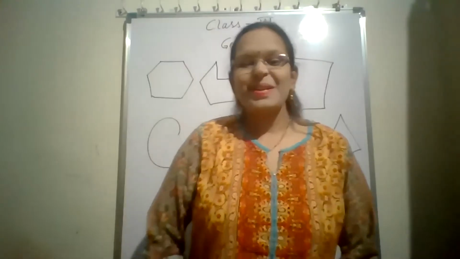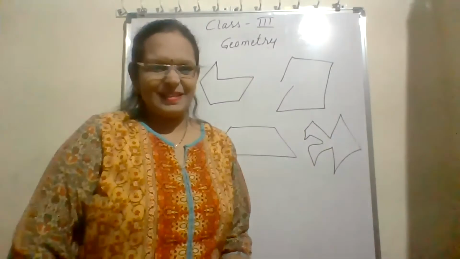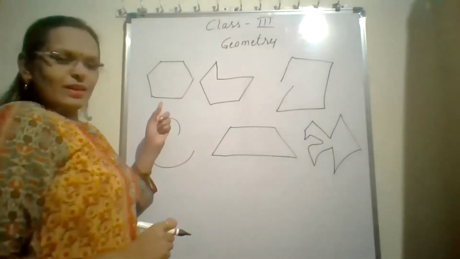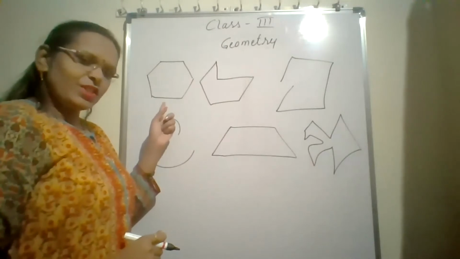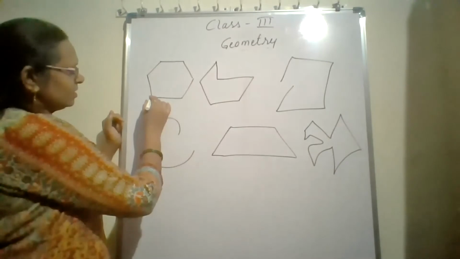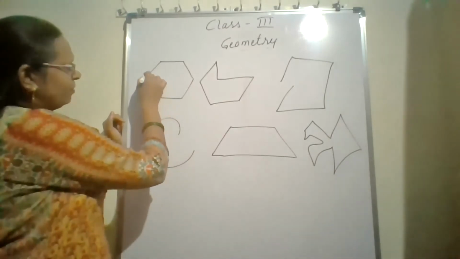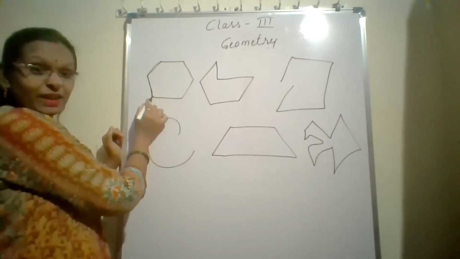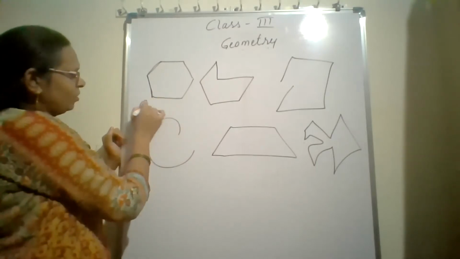Okay. So now let's revise with a small exercise. Can you tell me which type of figure is this, open or closed? See, I have started running from here, and again I have come back to the starting point. So this is a closed figure.